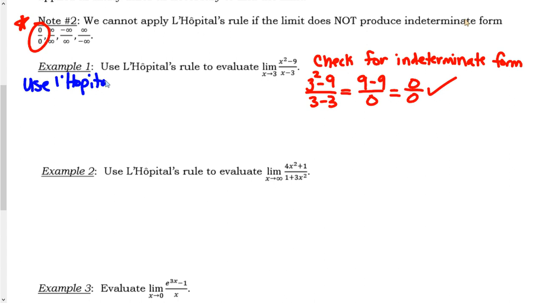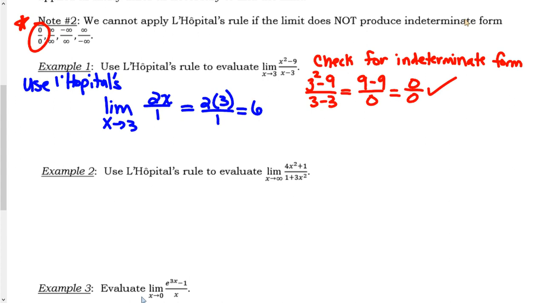So I'm going to use L'Hopital's rule. To do that, I'm going to take the derivative of the top and the derivative of the bottom, and that's the limit that I'm going to find. So the derivative of the top is just going to be 2x, and the derivative of the bottom is just going to be 1. So now I try and evaluate my limit, and if I plug in my 3, then I just get 2 times 3 divided by 1, which is just 6.